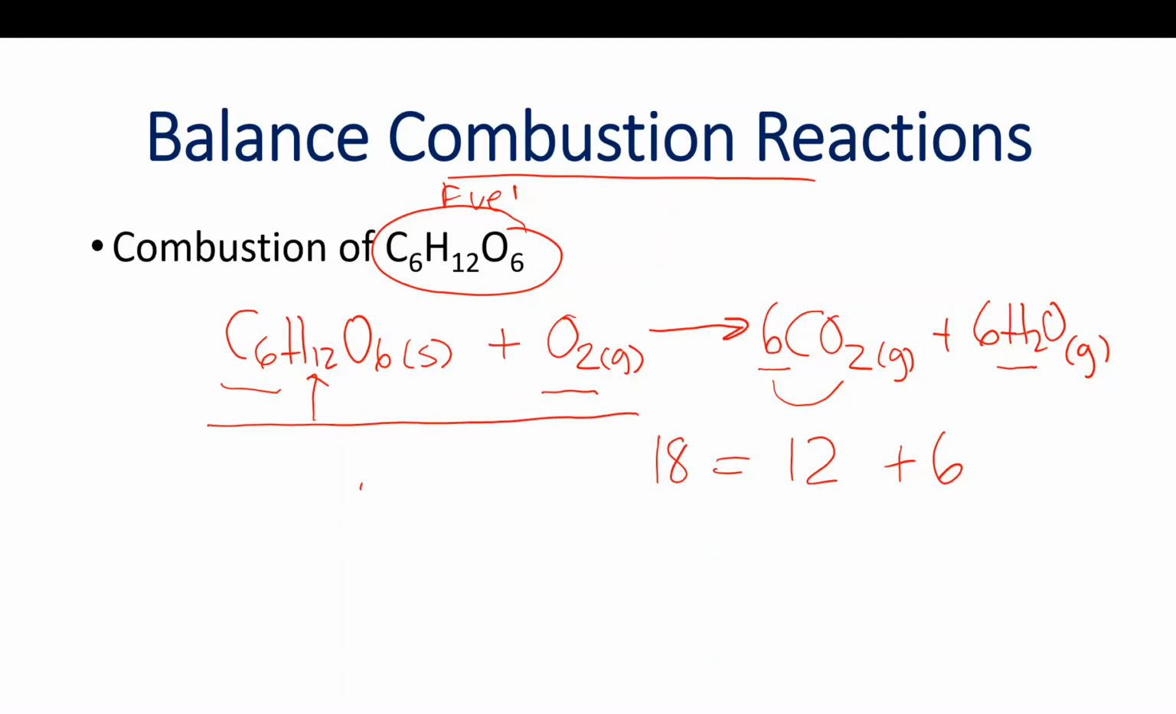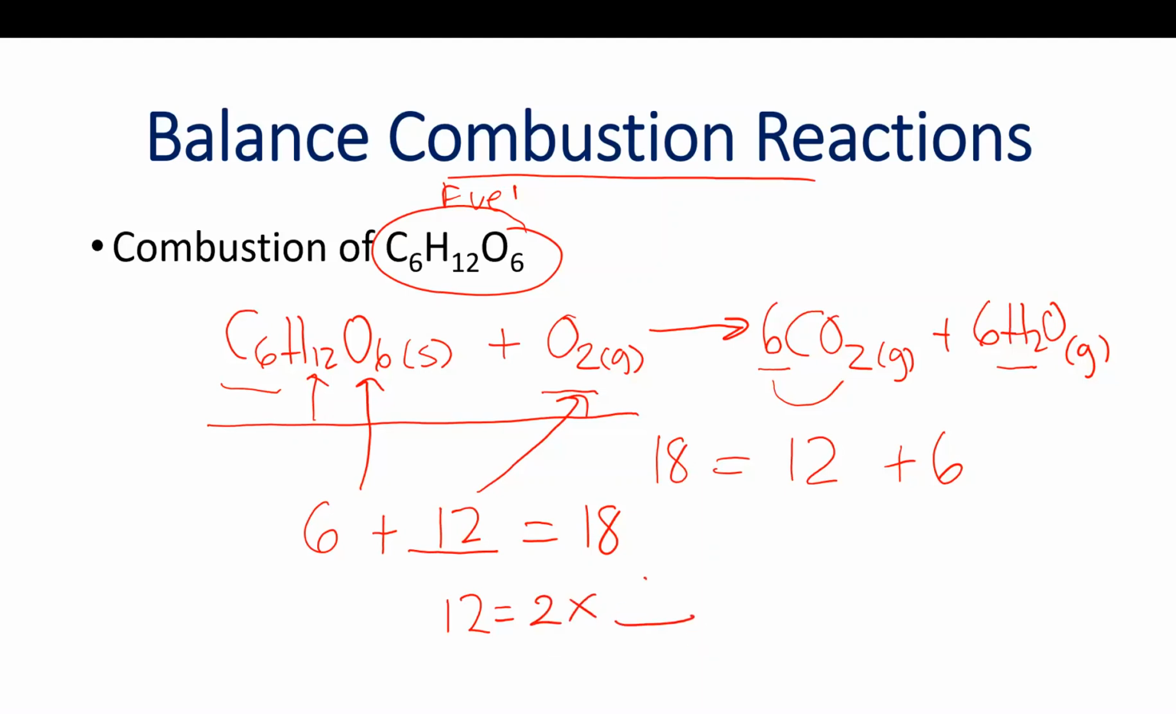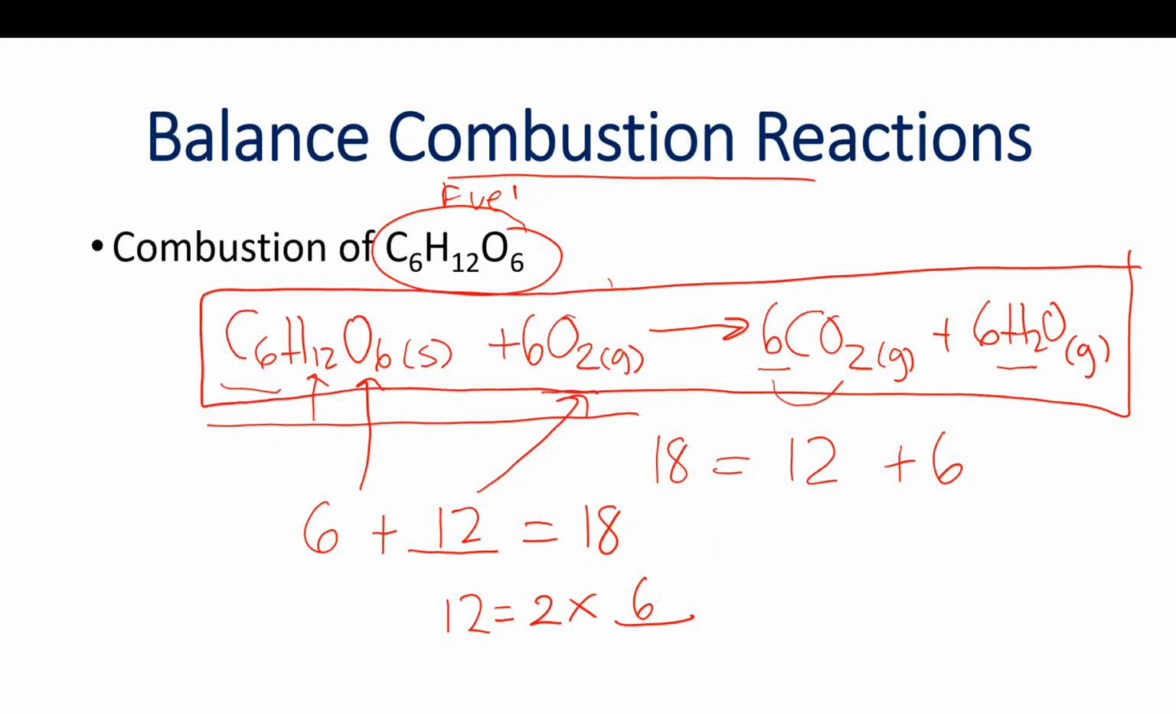Here's a trick. Of the 18, I already have 6 in glucose. So 6 plus what number equals 18? Well, that's easy. I need 12 more. Well, how do I get the 12 more when I have 2 from oxygen? So 12 equals 2 times what coefficient? Oh, 6. So the coefficient of oxygen is 6. So there is my balanced combustion equation from cellular respiration. And you may have memorized this, but now you don't need to.